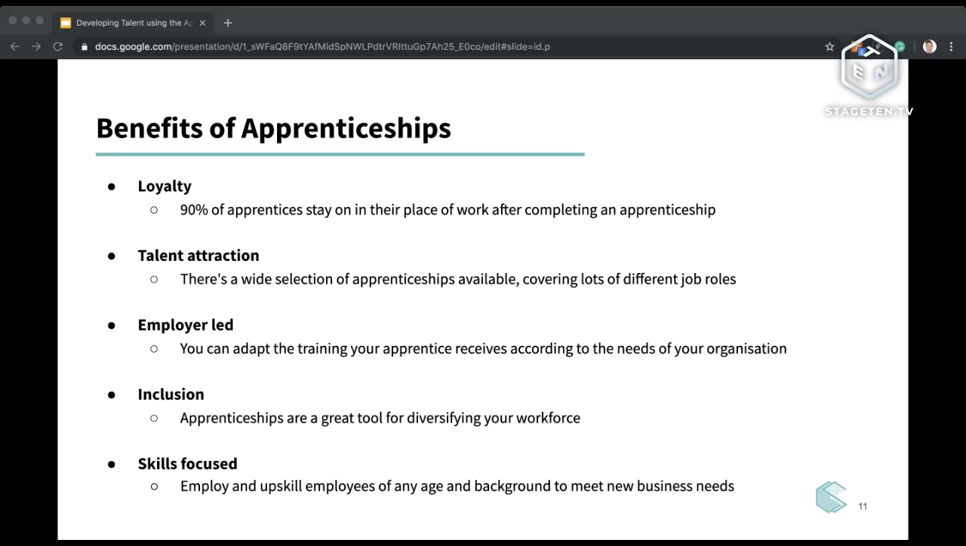And that brings me on to the fifth benefit, that this is a skills-focused training course. It is about employing and upskilling employees of any age, any background, and it's all about meeting the business needs.